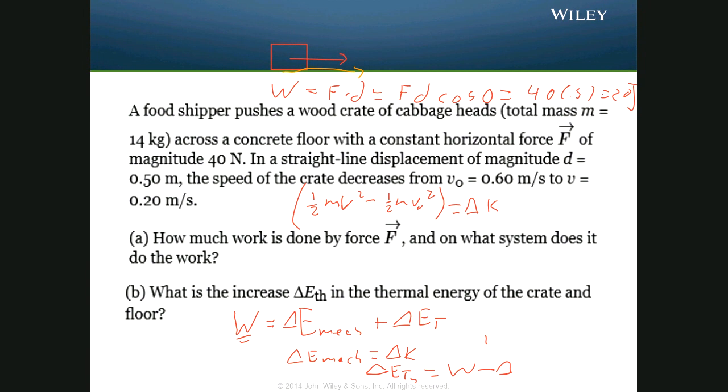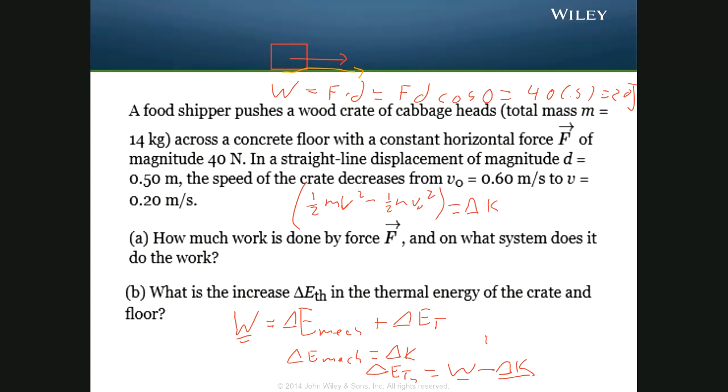So we just calculated this number. We have this number from part A, and now we can get the delta E thermal, which is 22.4 J. That's about right. 22.1, 22.2, depending on how you round, something like that. Okay, so hopefully you were able to figure that out.